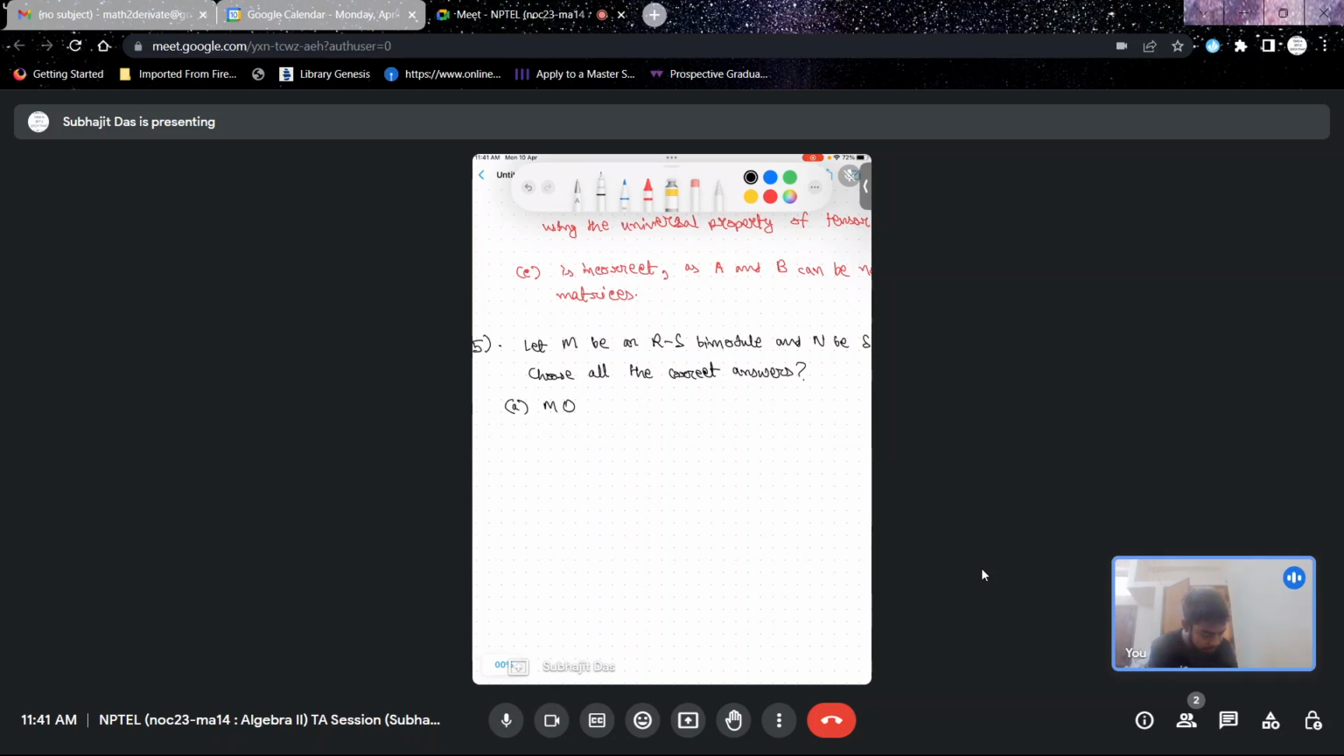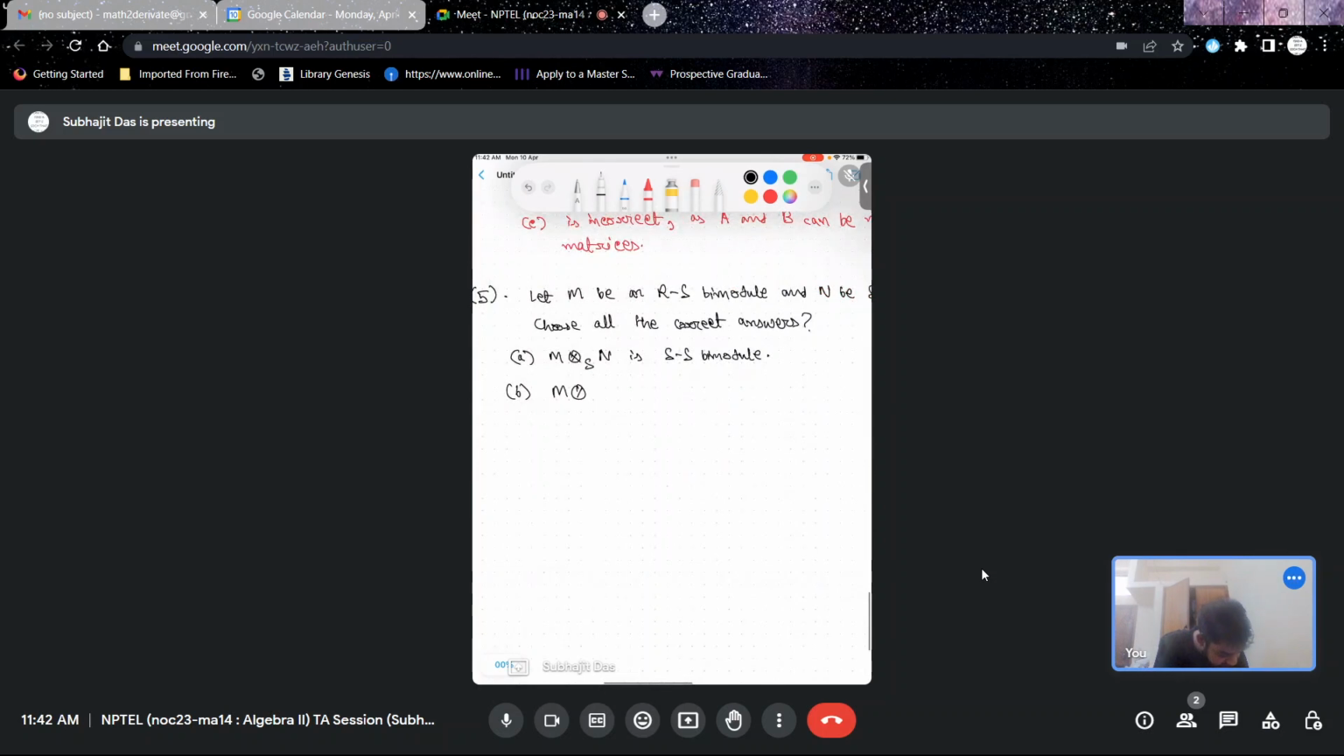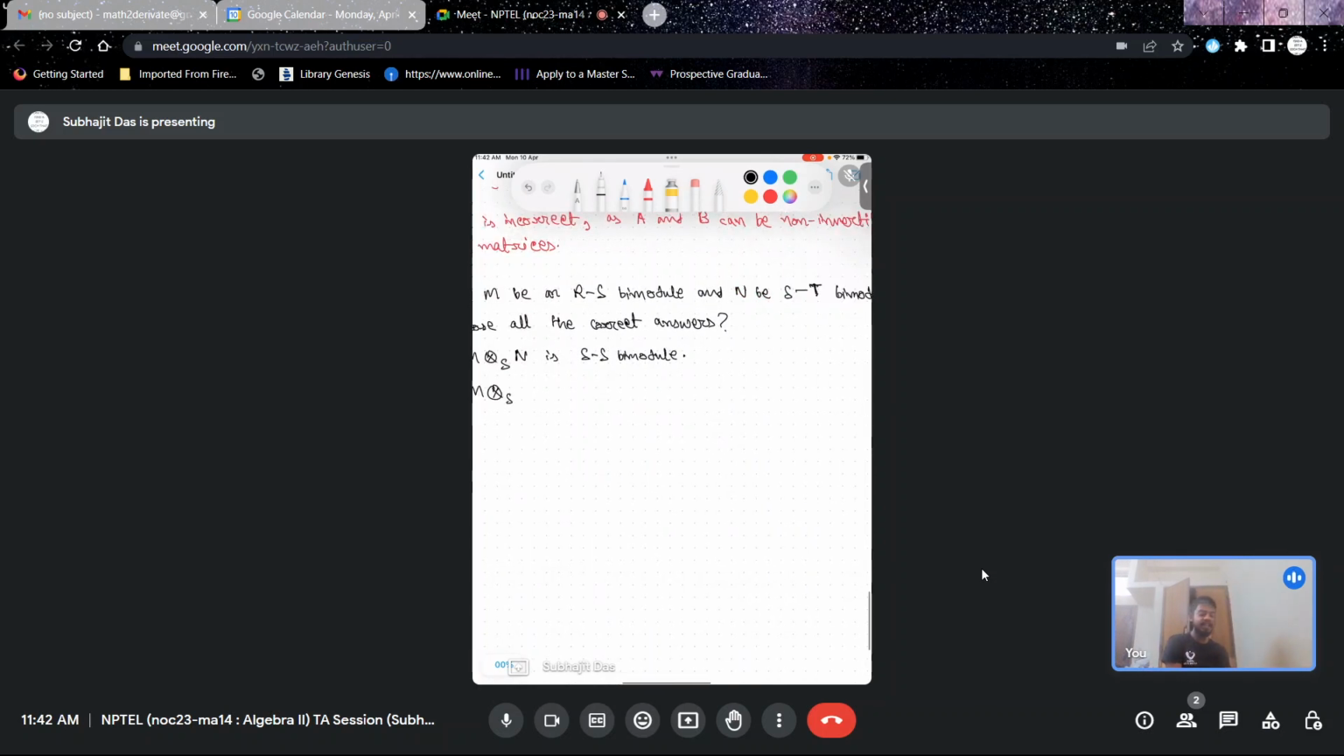So A is saying that M tensored over S with N is an SS bimodule. Option B says that M tensored over S... So note that M is a right S module and N is a left S module, right? Hence you can talk about taking the tensor product M tensored over S with N, which is just an abelian group. But M is a left R module and N is a right T module, so M tensored over S with N will be an RT bimodule. So this second one is saying it is an RS bimodule.